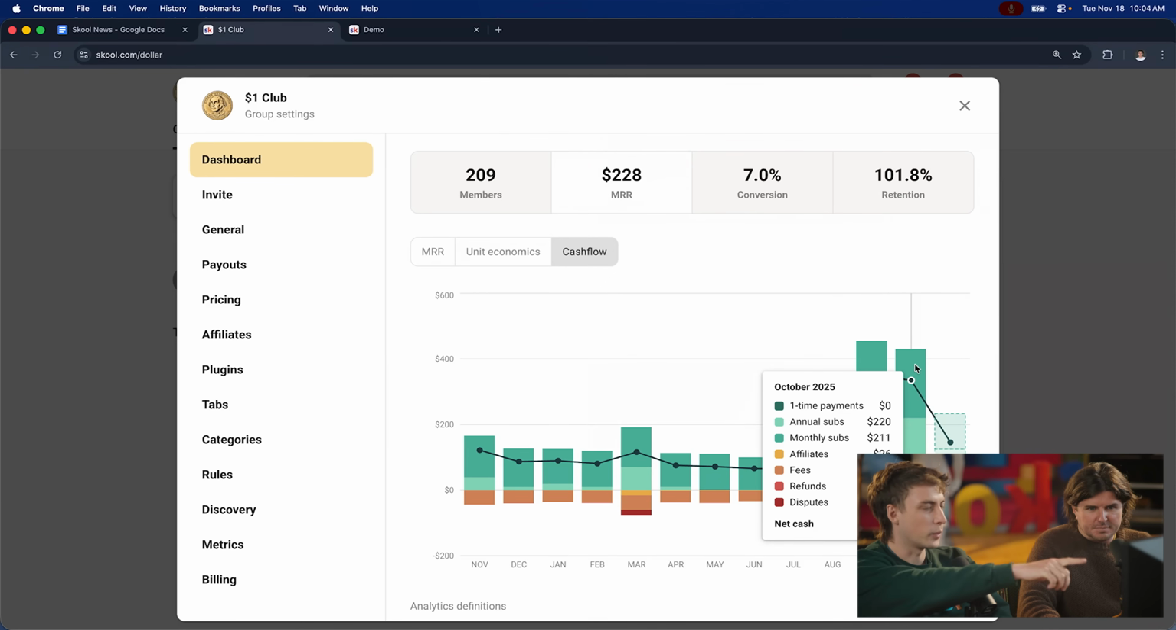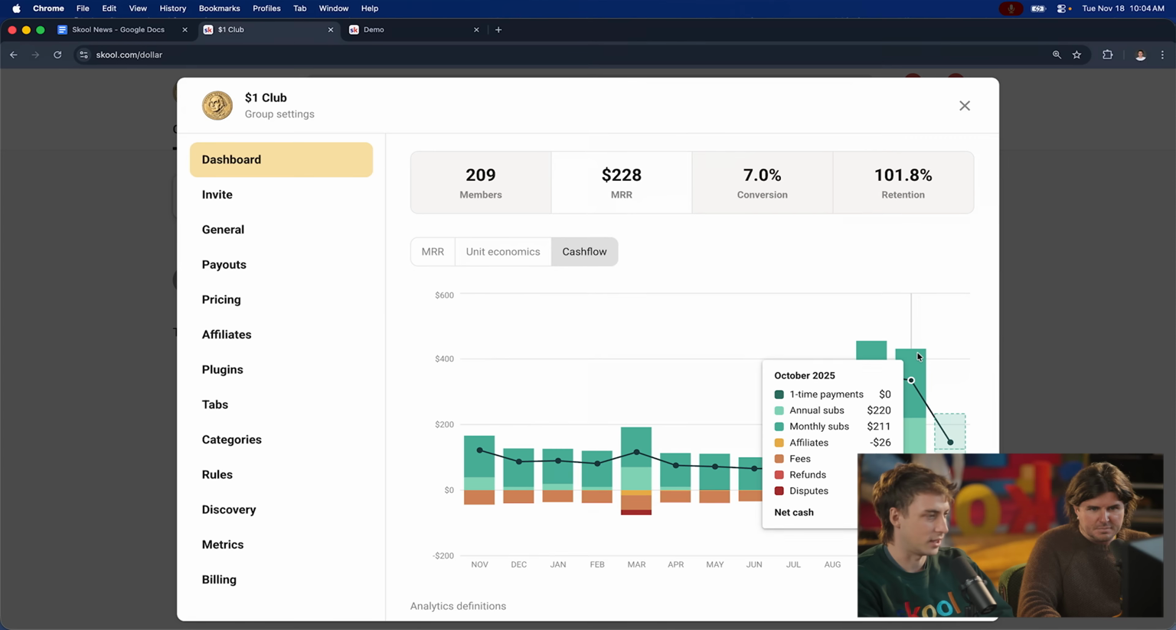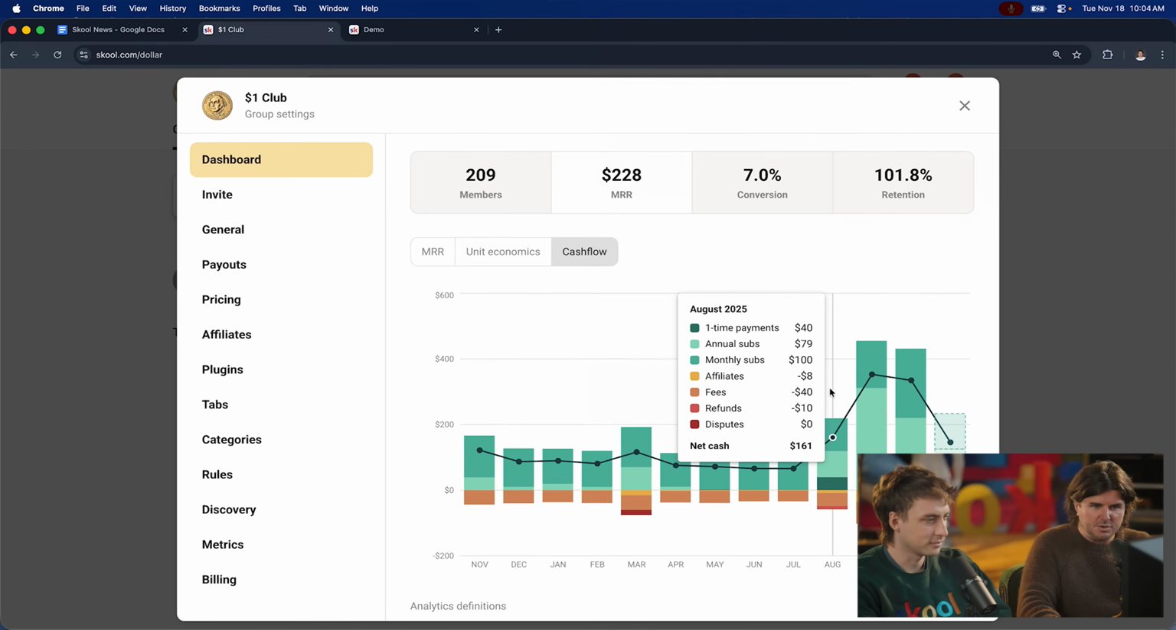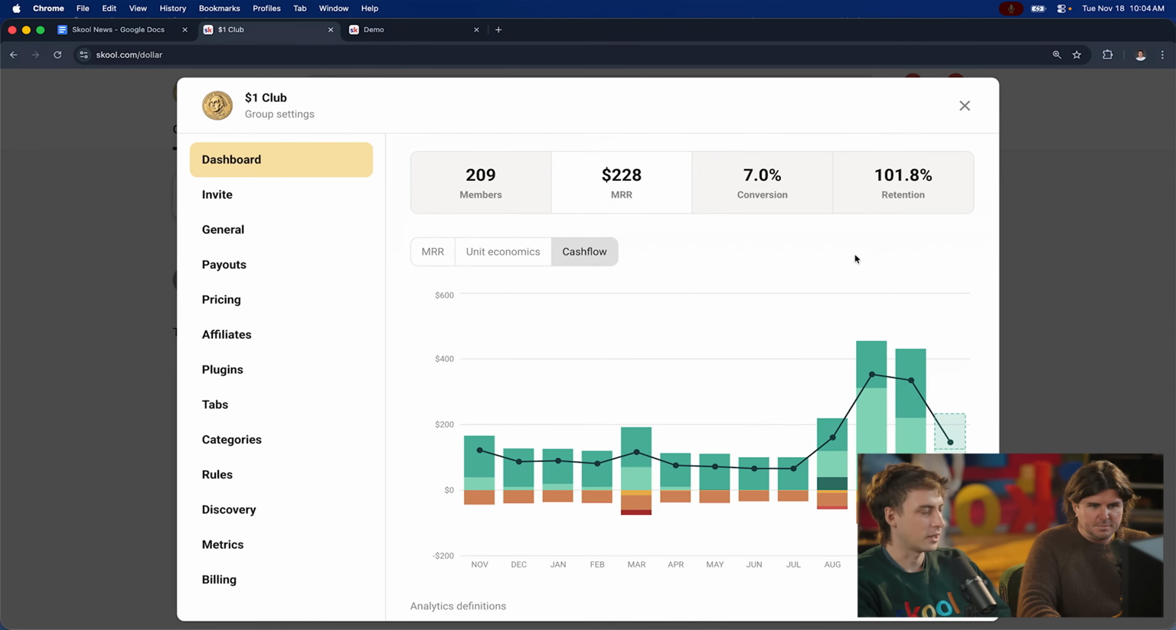Yep. And before we would only show MRR, so you wouldn't see the annual or one-time payments that you got for cash flow. And then you can see your affiliates. So how much money went out to affiliates, $26. Fees, refunds, disputes. You can see all of it here. Total cash flow. This is a super useful view. Yep. Especially for people that have a lot of annuals or a lot of one-time or a lot of affiliates. This is a critical view, really. I'll show you unit economics later because it's a little bit more sophisticated.